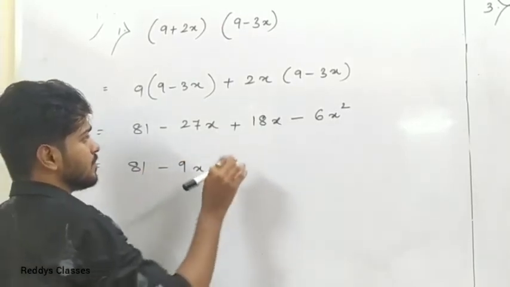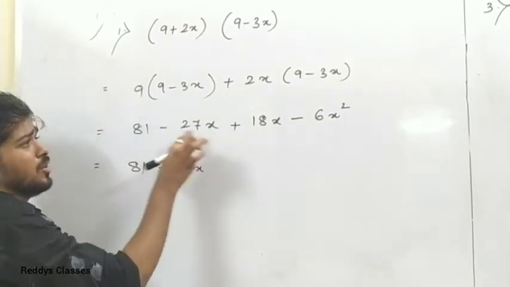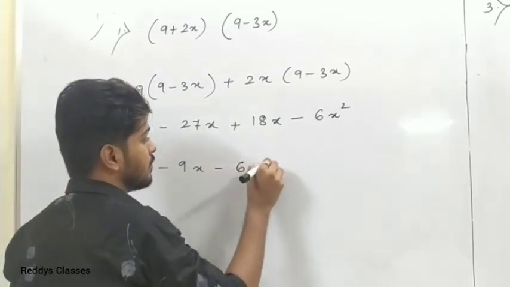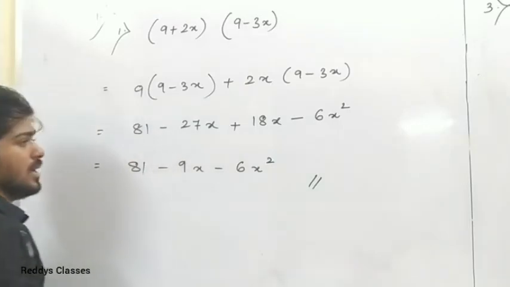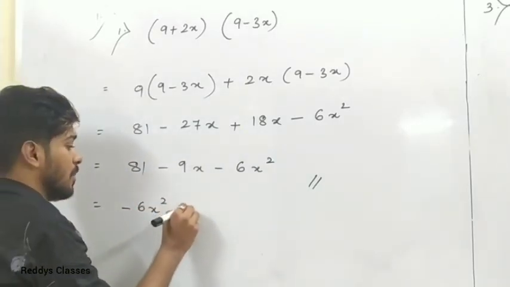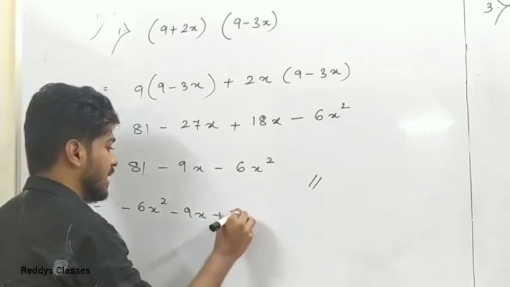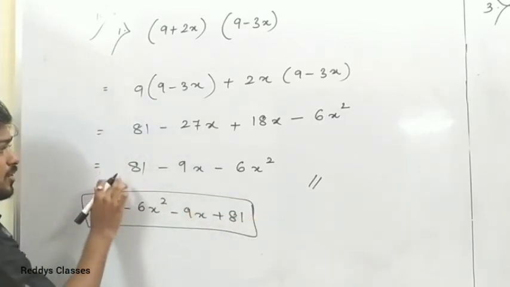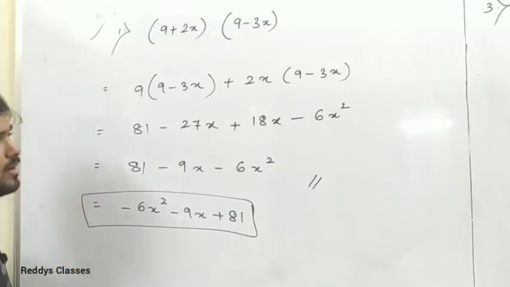9x. Why did I use the minus sign? Because 27 has a minus sign. Minus 6x square. Okay. This can also be written as minus 6x square minus 9x plus 81. This can be written as this, because it has only a positive sign here. Clear? So, let us see here.